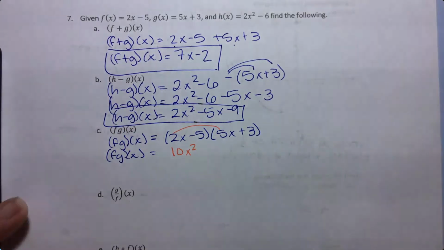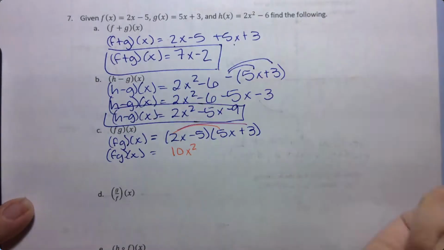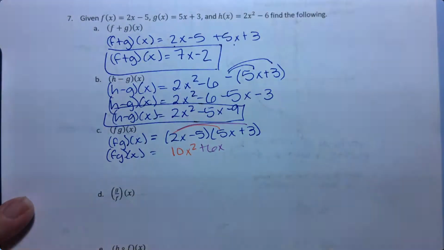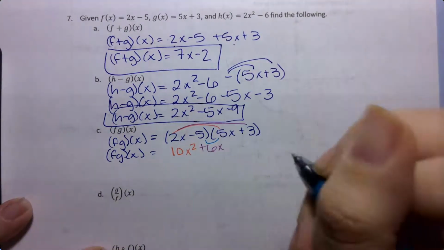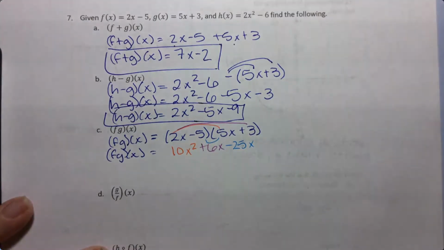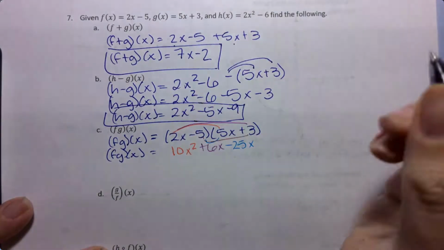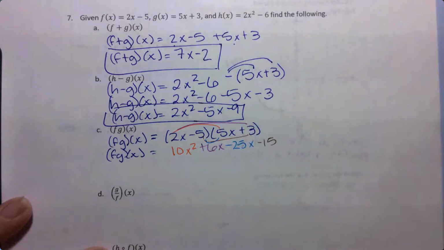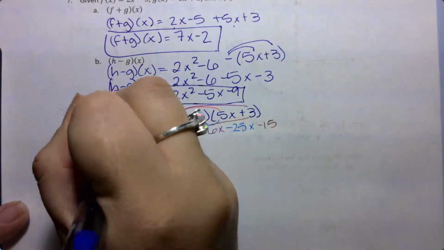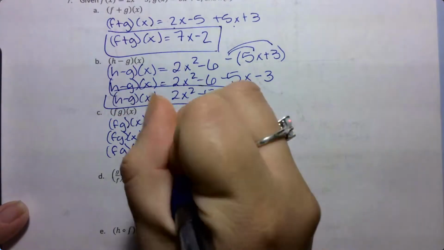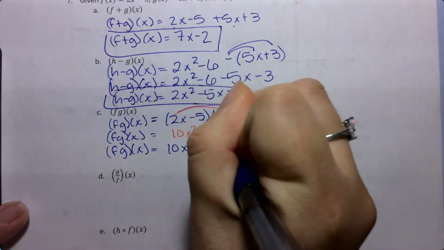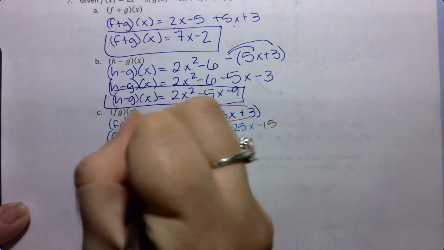Then the next thing I'm going to do is the 2 outside pieces. So I have 2x times 3, which gets me 6x. Then I want to do my 2 inside pieces. That gives me -25x. And then finally, I'm going to do the 2 end pieces of each set of parentheses, which gives me -15. Then I just want to go ahead and combine like terms, which gets me 10x squared. 6 minus 25 gets me -19x minus the 15 at the end.